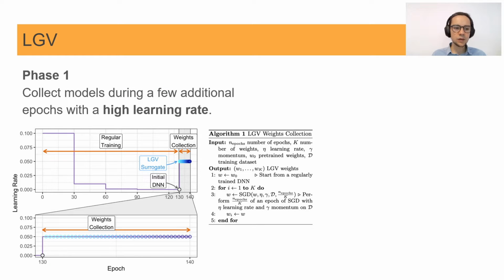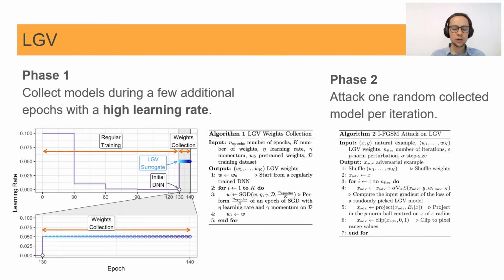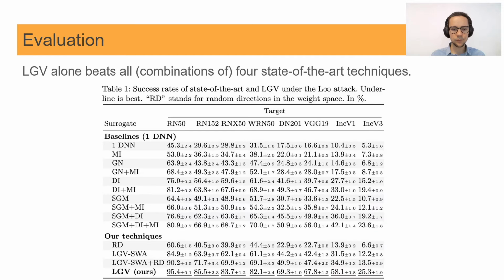Based on this insight, we propose LGV, which first starts by collecting models during 10 epochs with a high constant learning rate. Once we have collected the models, we apply classical iterative attacks, using one model per iteration. Despite this simplicity, LGV is very effective, and it does beat alone all combinations of four state-of-the-art techniques by quite a large margin.